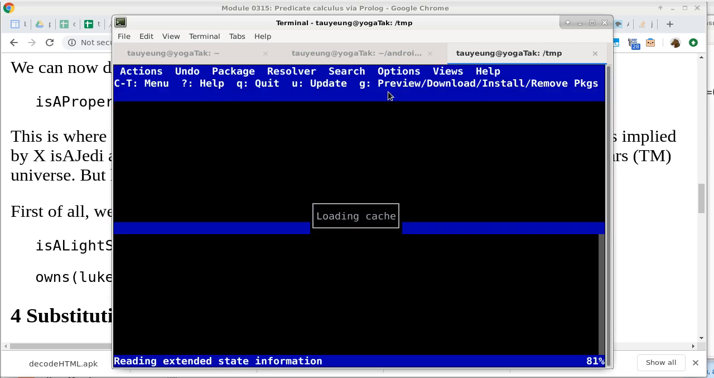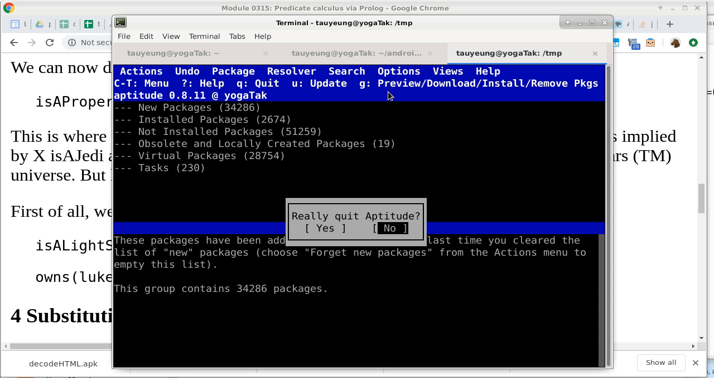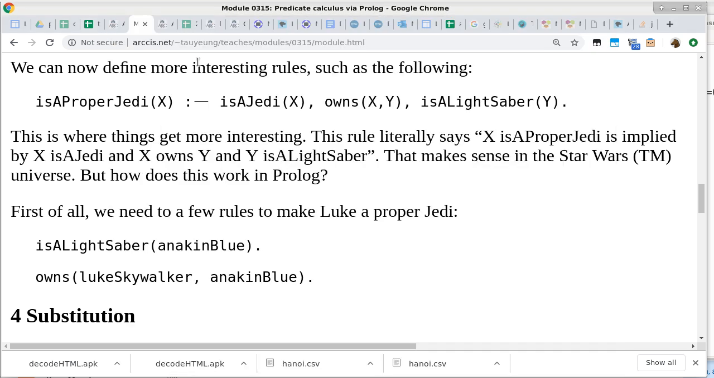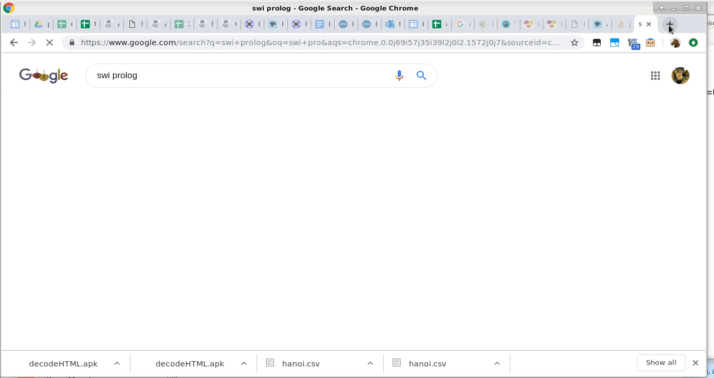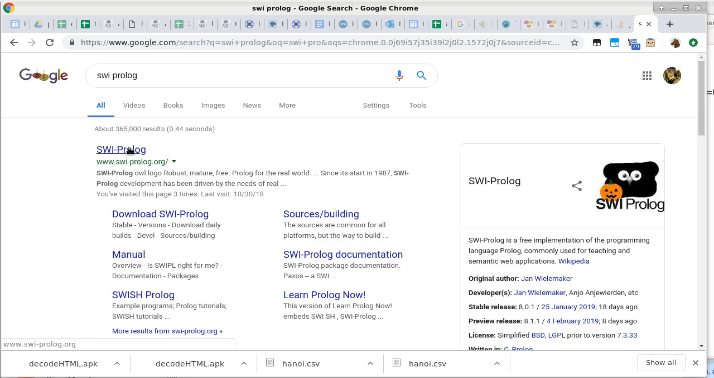All right. So you guys may think, but what about those people who are using Windows? Well, it's okay, because SWI Prolog also has a Windows port. So you can just download it, install it on your own machine, and run it and play with it.